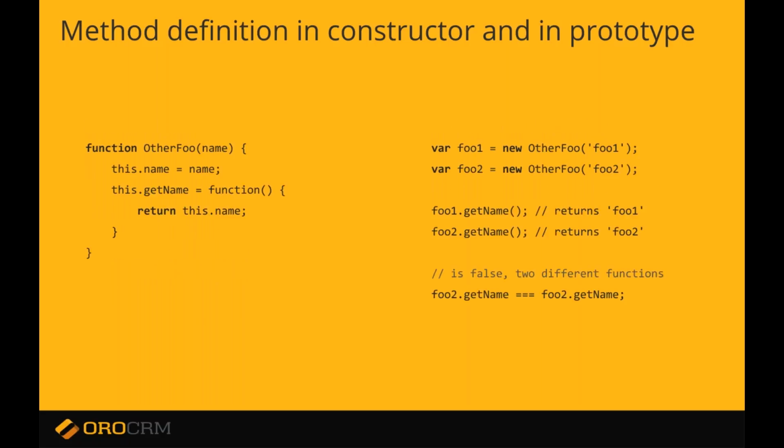And the other way would be to add the method inside of the constructor. So we can create another constructor, another foo, and inside foo we can define the method getName. It will work pretty much the same. We can create two instances. Both of them will have the getName method, and both of them will return the name that we have provided into the constructor.